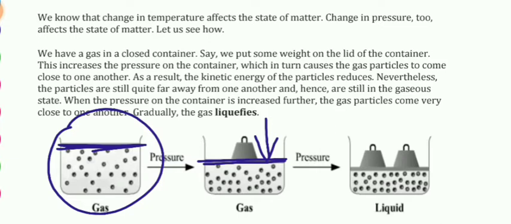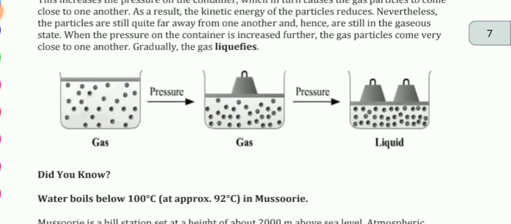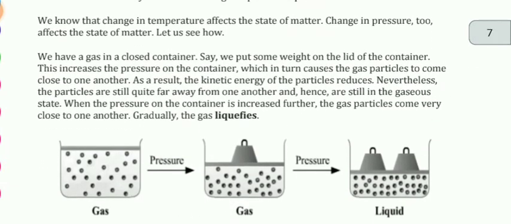The kinetic energy of the particles will reduce, and the particles will come closer to each other, and in this way the gas particles may be converted to liquid. Ultimately the gas liquefies, means the gas will be converted to liquid. So by applying pressure and reducing temperature, gases can be liquefied. Remember the line from class 9: by applying pressure and reducing the temperature, gases can be liquefied.